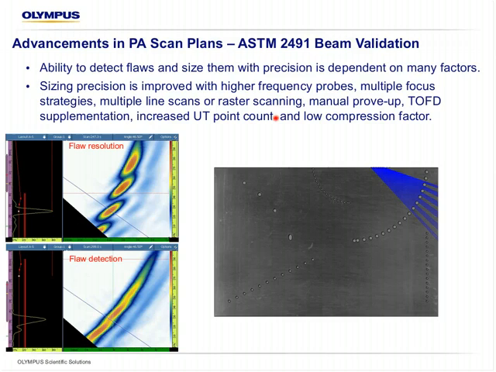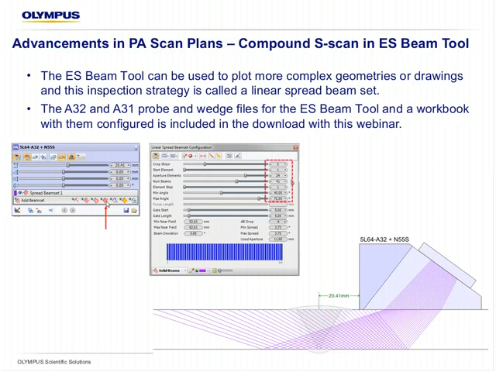And again, amplitude-based inspections for detection, a very different requirement than precision sizing typical of a fracture mechanics type of inspection. If you are an ES beam tool owner and fan, like those of us at Olympus are, this is called the linear spread beam set in the ES beam tool. The ES beam tool allows much greater functionality for importation of drawings and pictures, creation of complex weld joints and one-sided inspections of all different types.